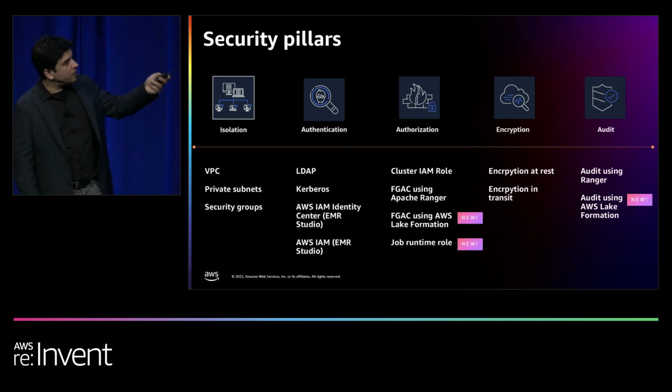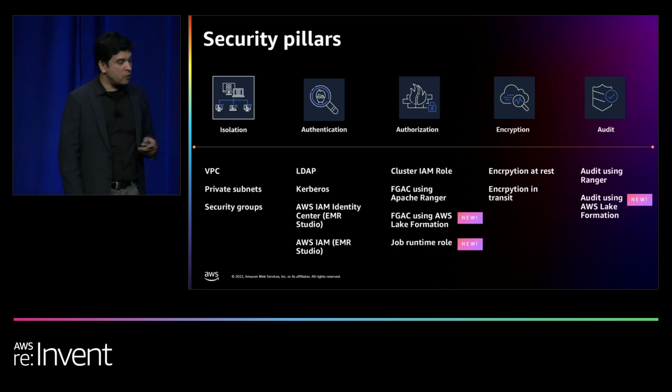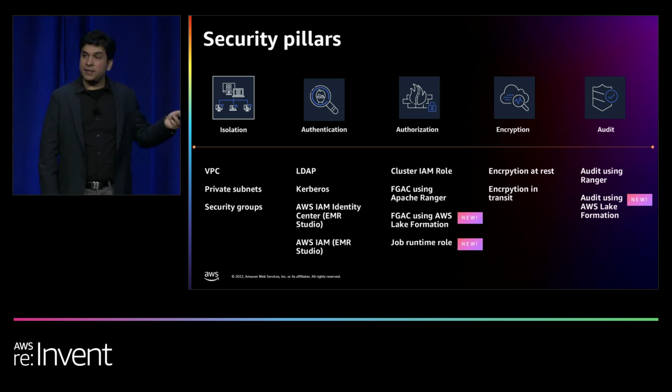For all of them, I'm not going to go into a lot of details here, but that's what it means for EMR. You have isolation in your VPC. For authentication, you have various options, LDAP, and of course Kerberized clusters for EMR on EC2. While for EMR Studio, you get both options for single sign-on. Now, on authorization, you have a cluster level role that you define today. And so all jobs submitted to a cluster have the same permission profile, right? So in a way, it is single tenancy.